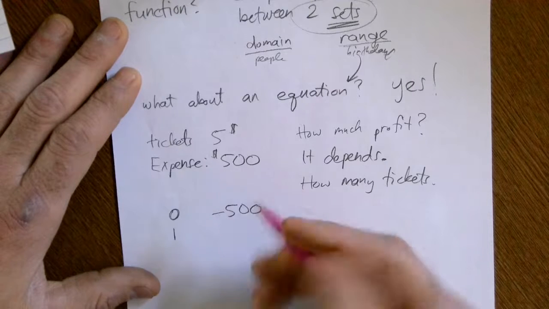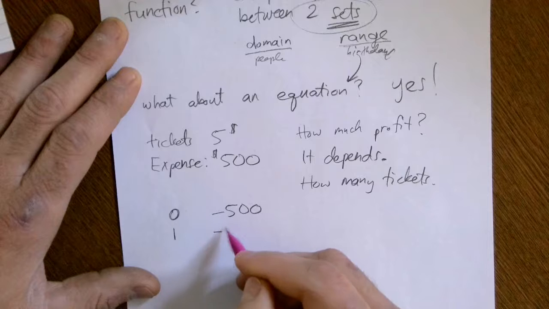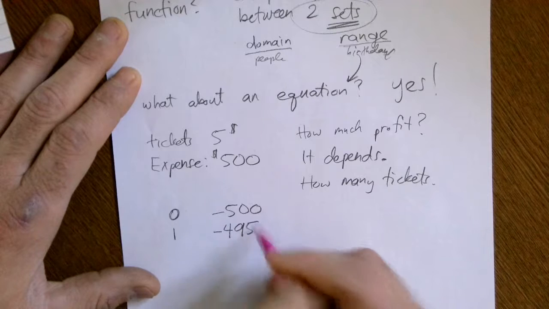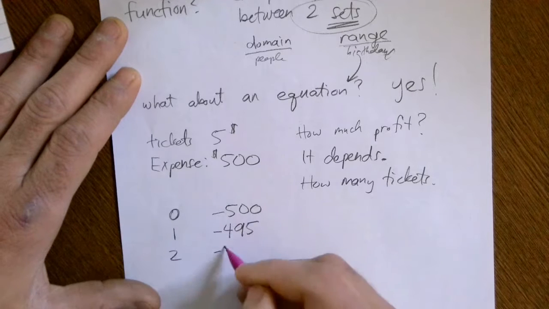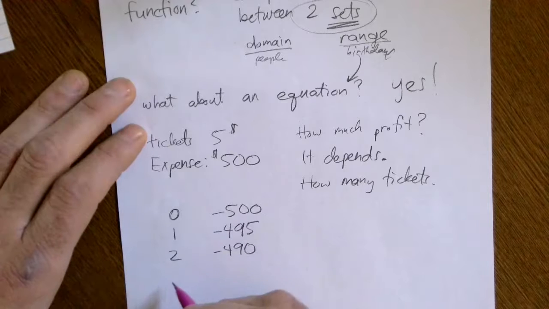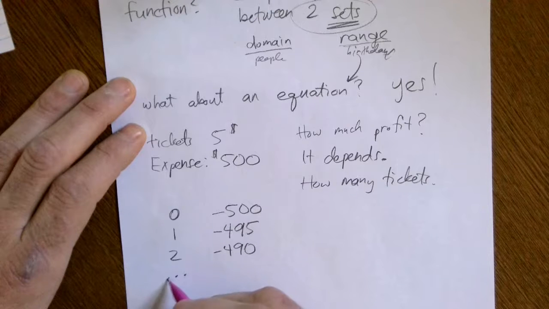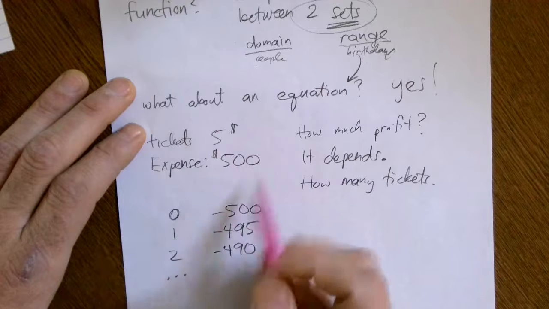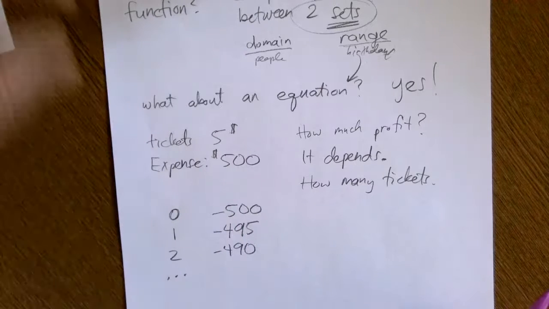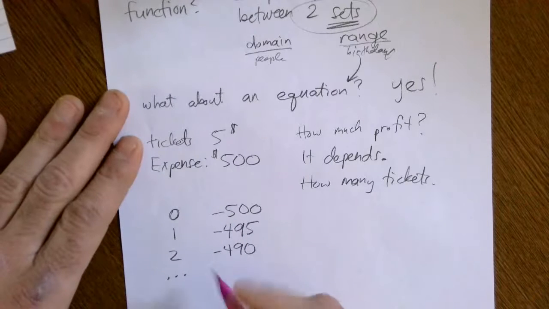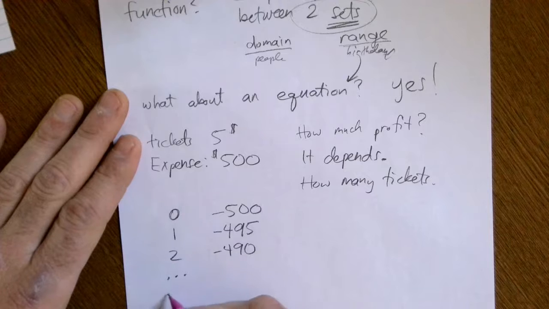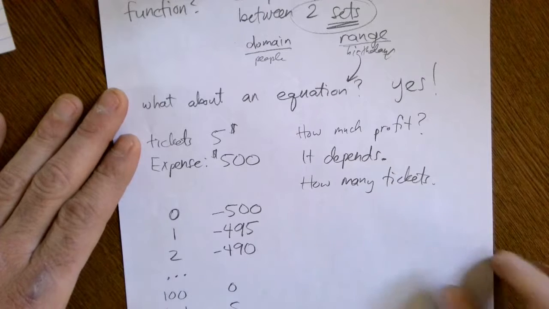Well, I say make, but you see where I'm going with this. We'd actually lose $495. 2 tickets, we would lose a little less. Can you imagine how many tickets do we need to sell? Can you just do the mental math to figure out how many we need to sell to break even? We would make $0 if we sold 100 tickets. Now, if you finally sell 101, we made $5 on our show.